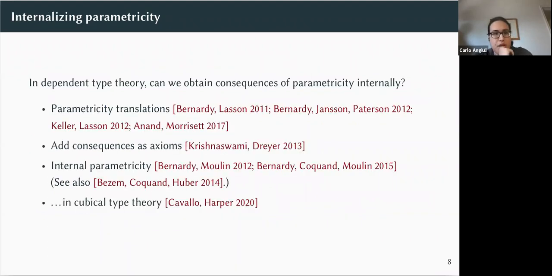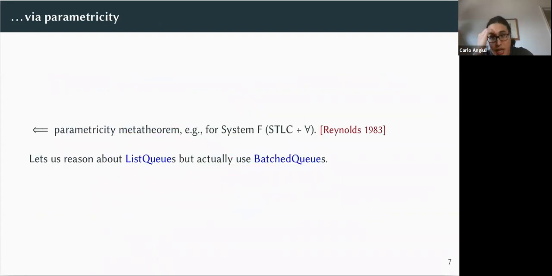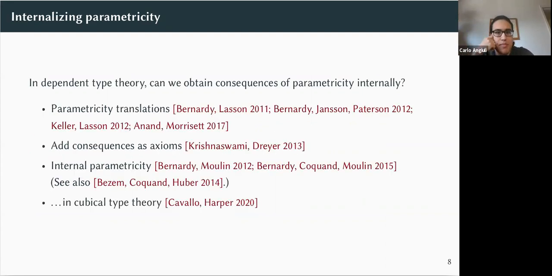Okay. So a natural question. Usually these programming languages, something like System F or ML, don't have types that can express that a function does the correct thing. But in dependent type theory, a natural question is, can we get these sort of consequences of parametricity? Can we get a representation independence theorem internally?